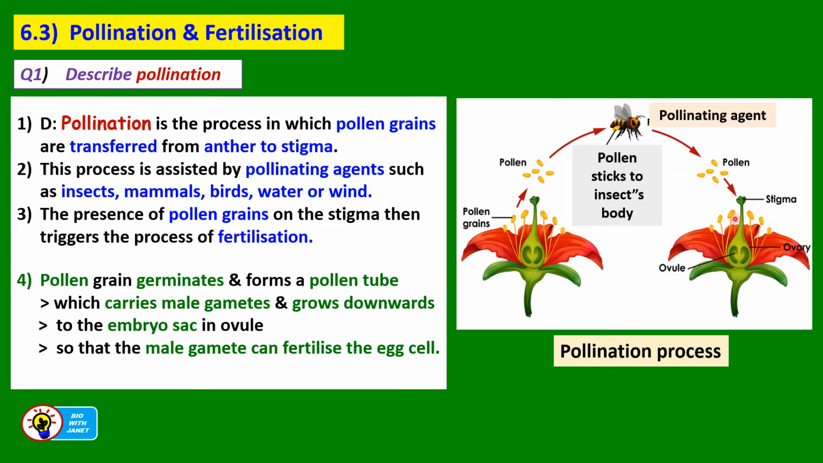So let's look at number 4. The pollen grain will germinate on the stigma after it lands on the stigma. So it will germinate and form a pollen tube, which carries the male gametes. And this pollen tube will grow downwards to the embryo sac in the ovule, inside the ovary, where the egg cell is found, okay? So that the male gamete can enter the embryo sac and fertilize the egg cell. So the male gamete also needs a way to be transported to the female gamete. So it uses the pollen tube. The pollen tube helps to deliver the male gamete to the egg cell in the embryo sac of the ovule.